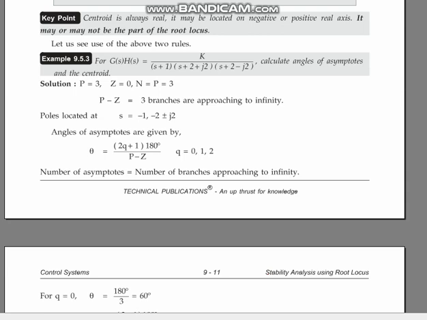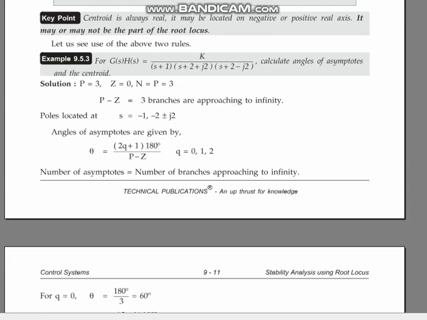So p minus z is 3, we know, and q starts from 0 and goes till p minus z minus 1. So p minus z is 3, minus 1 is 2. So q will be 0, 1, 2. So three asymptotes we will get. That asymptote is also based on the poles and zeros, and also based on this q.